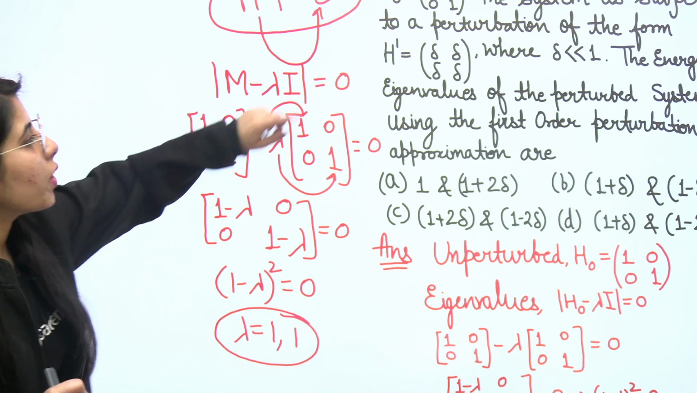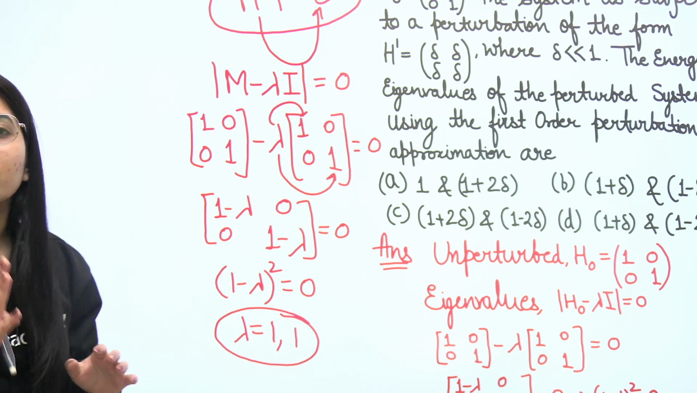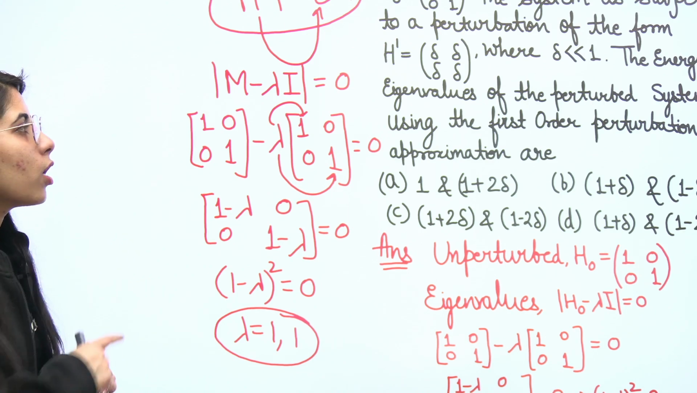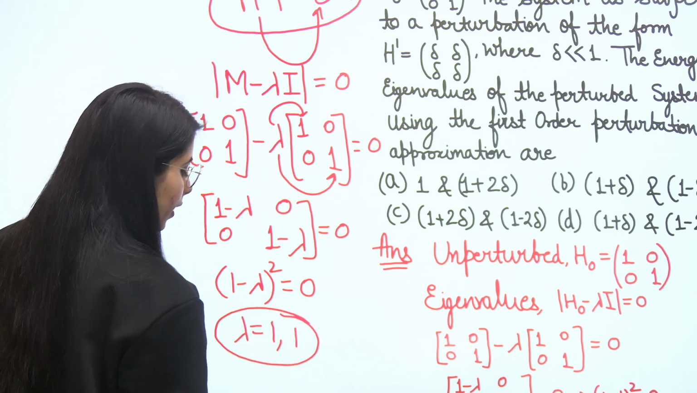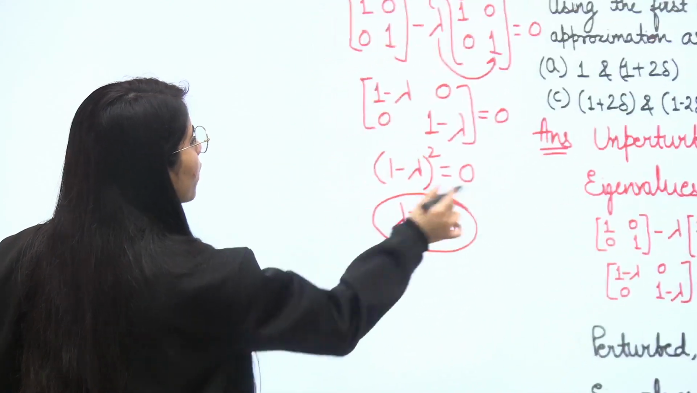In the same way, you need to find the eigenvalues for this perturbed Hamiltonian, or the perturbation applied to the system. How will you get its eigenvalues? So again, same process, but the matrix has changed. That is delta, delta, delta, delta, all the elements we are going to have. So let's find its eigenvalues now.